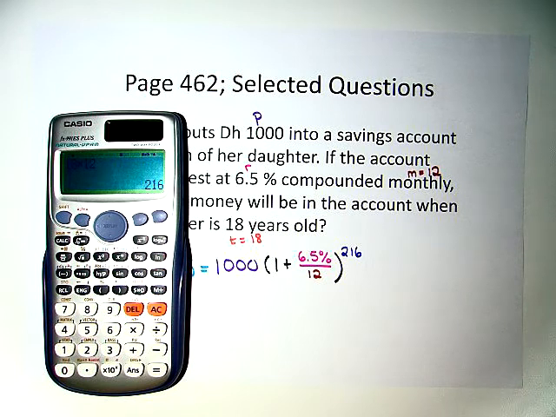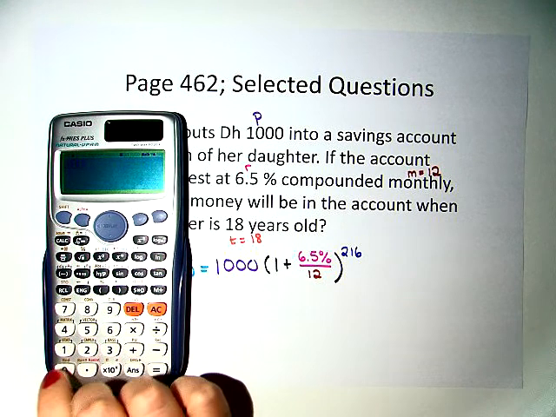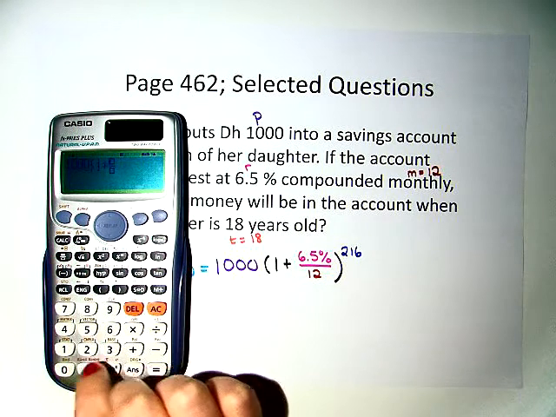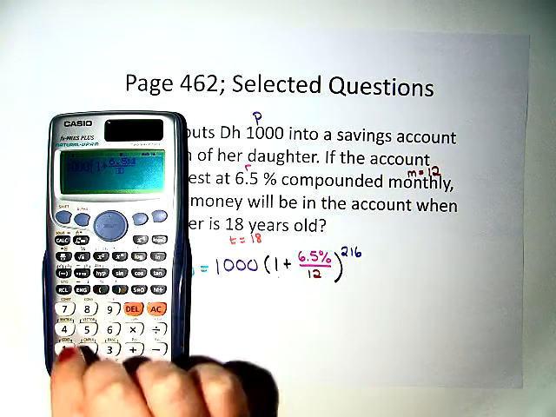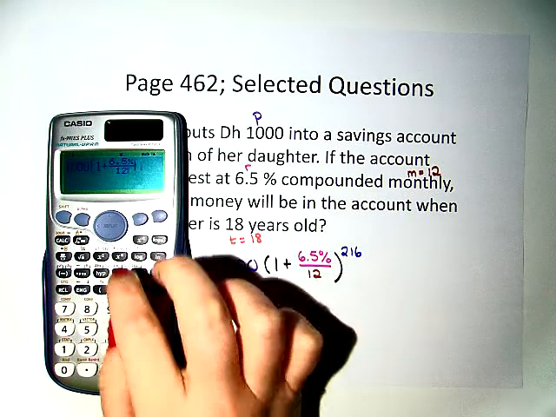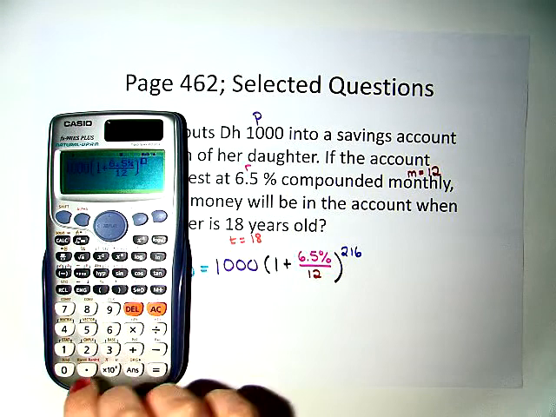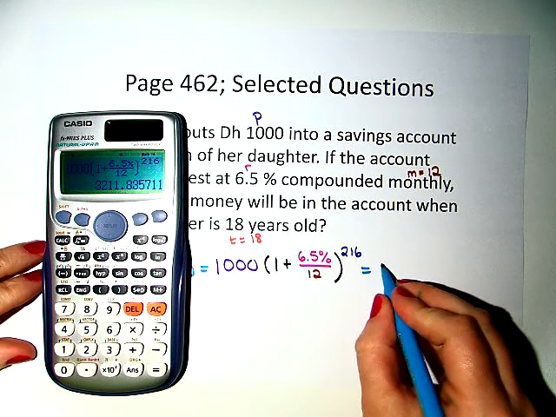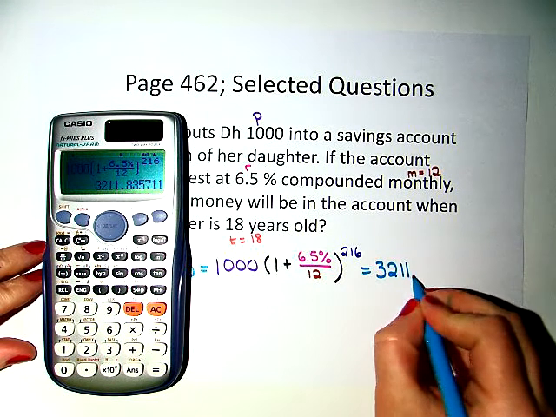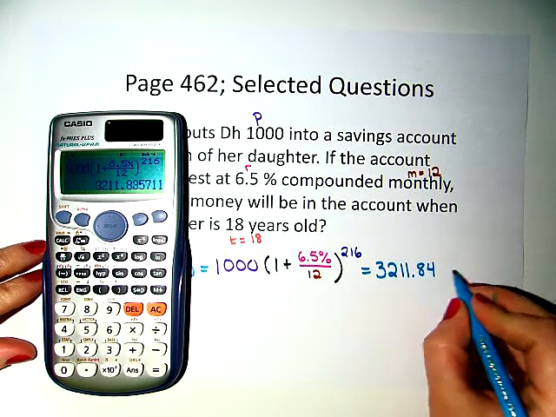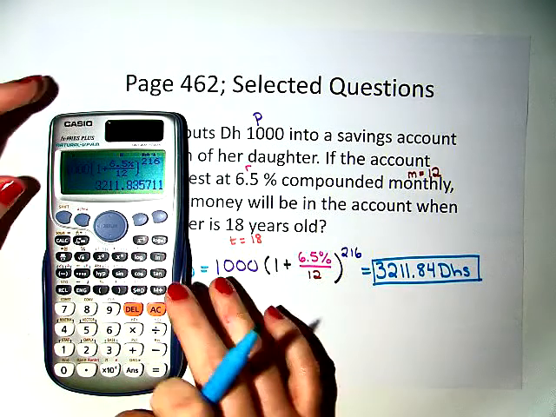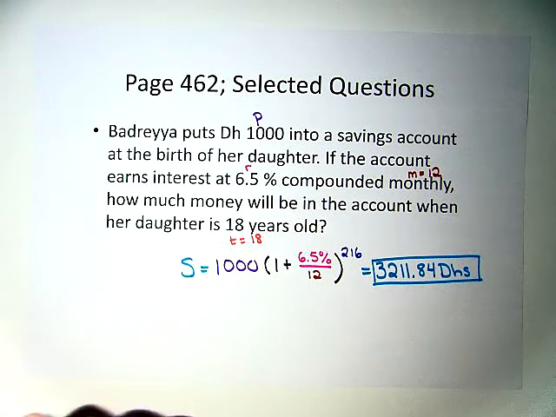So let's see what the final amount in the account should be. 1,000, open parentheses, 1 plus fraction, 6.5% over 12, raised to the 216th power. So she should have 3,211 dirhams and 84 fils when her daughter turns 18. And these are the selected questions.